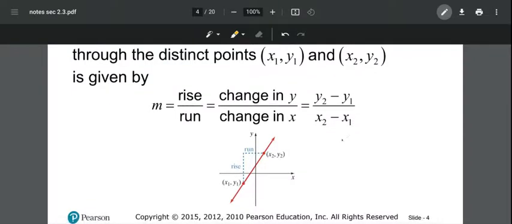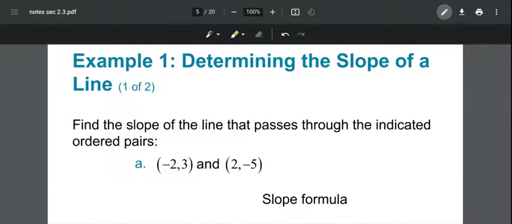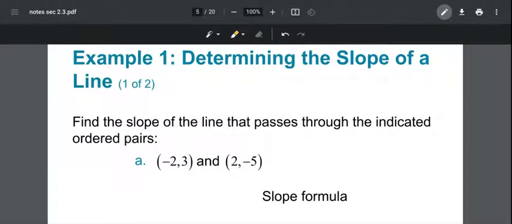So slope represents the steepness of the straight line. Here there are two given points. To find the steepness from this point to this point, we're using change in y, which is rise, over change in x, which is run. So first we'll talk about the first example, when we have to find the slope of the line passing through two given points.